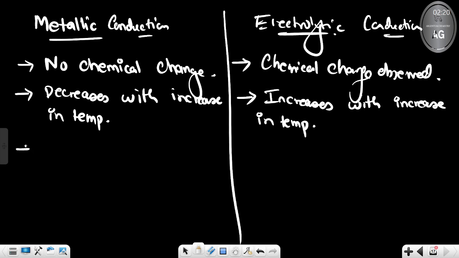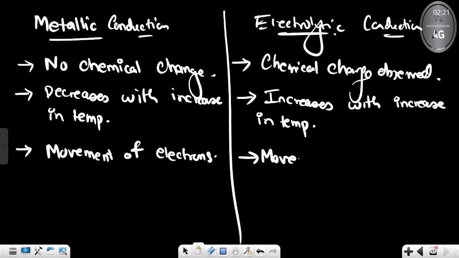In metallic conduction, who is getting transferred? Metals? No, free electrons. So movement of electrons. If it is metallic conduction, then the conduction is happening due to movement of electrons. If it is electrolytic conduction, then it is movement of ions. Right, in an electrolyte no electrons will be present. It is movement of ions.